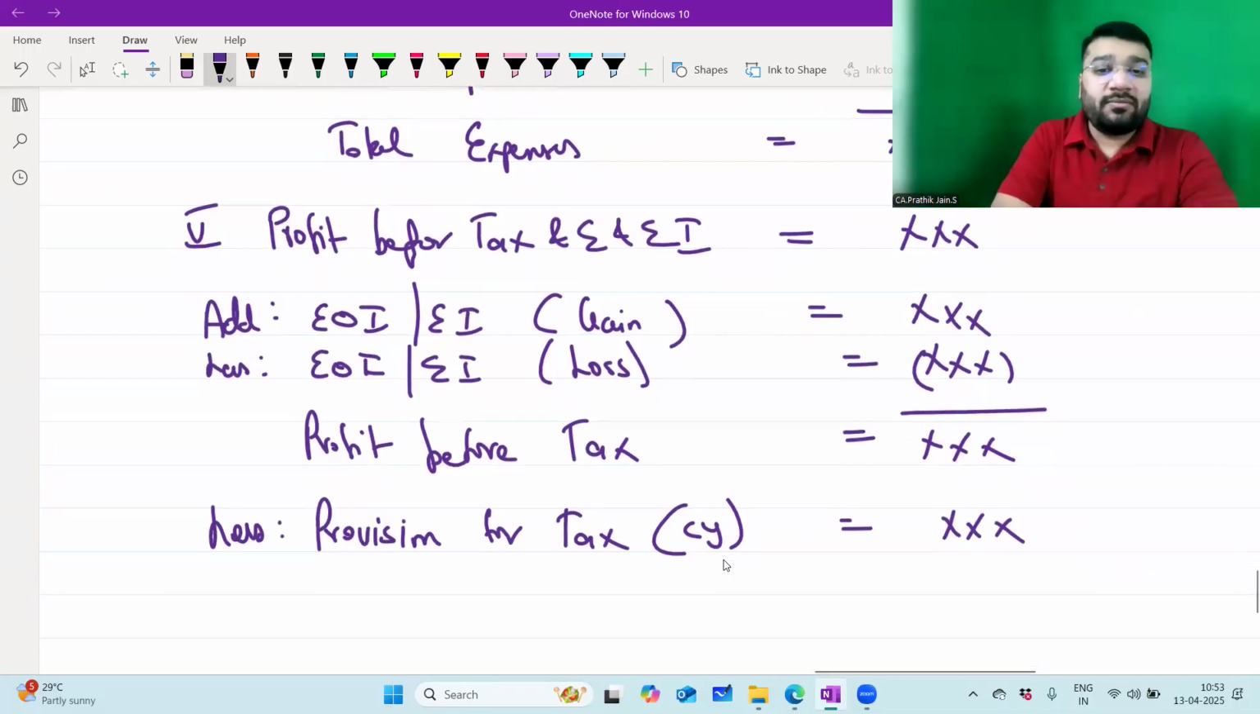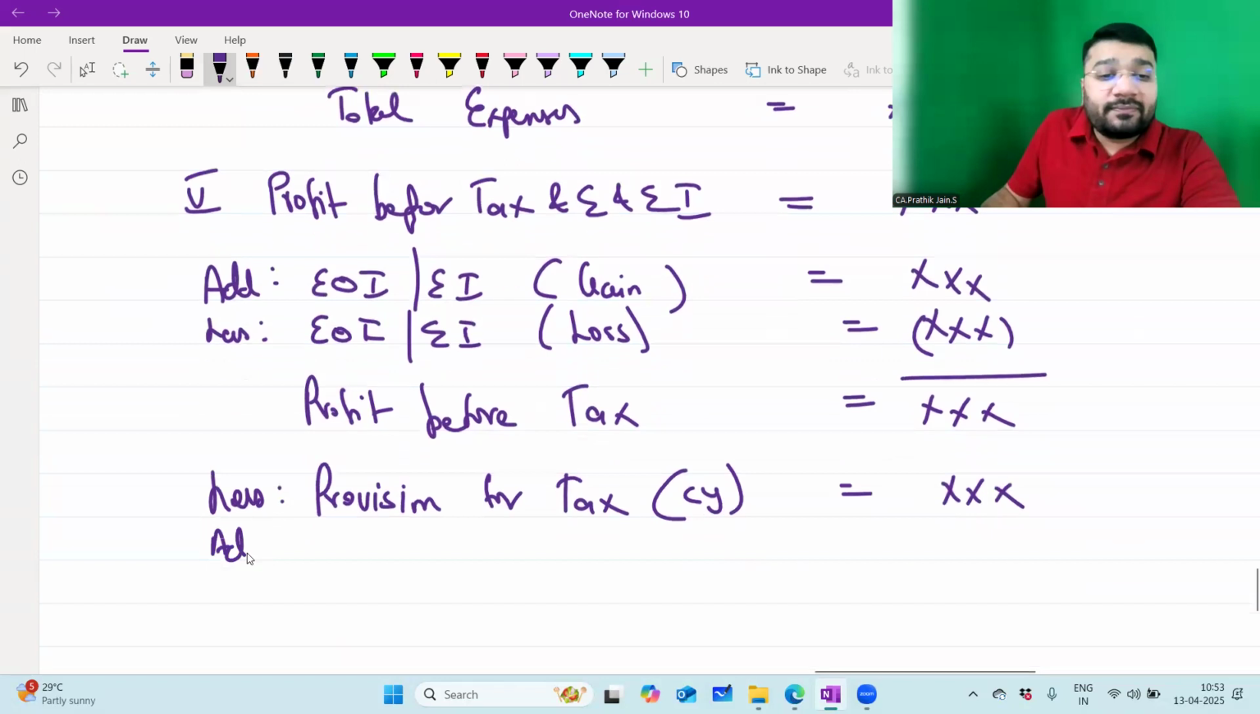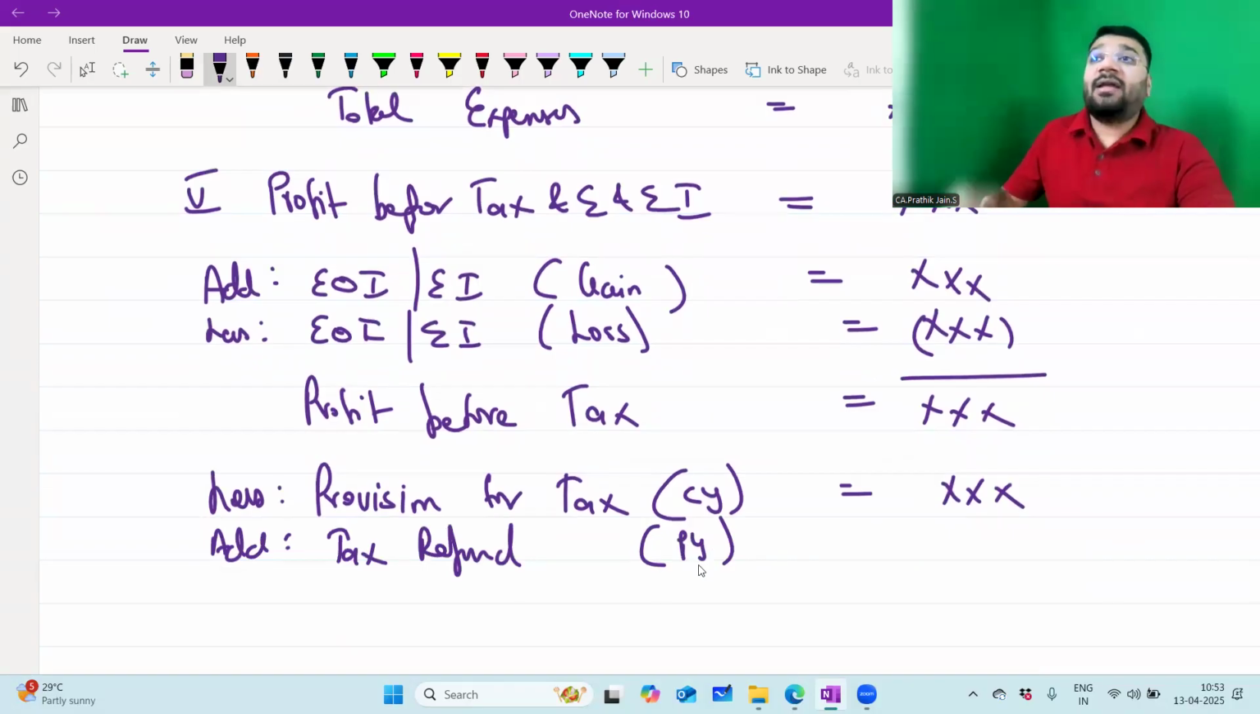No? Okay. Add tax refund. Tax refund of which year? Previous year. Current year tax is not even paid. Provision is created. When will you pay? Next year. So the refund that has come is of which year? Previous years.